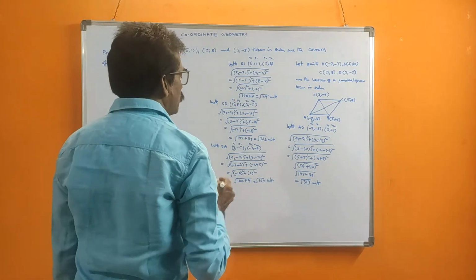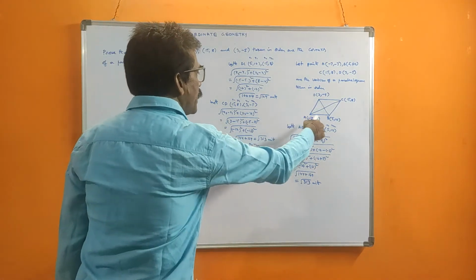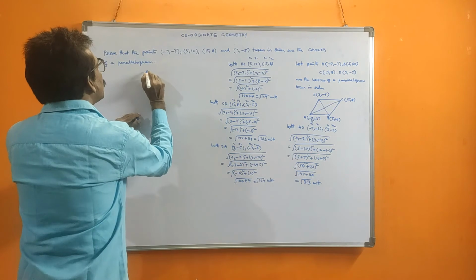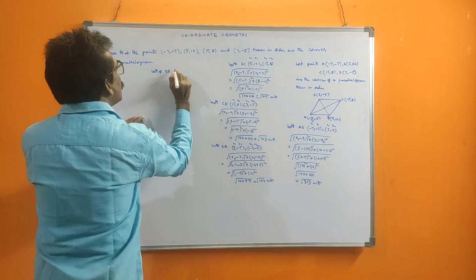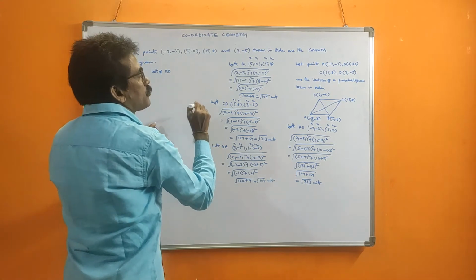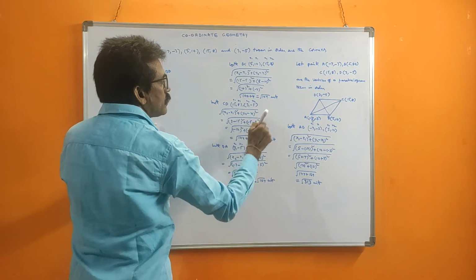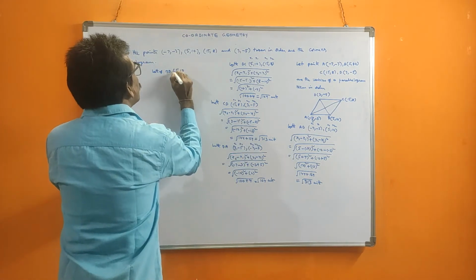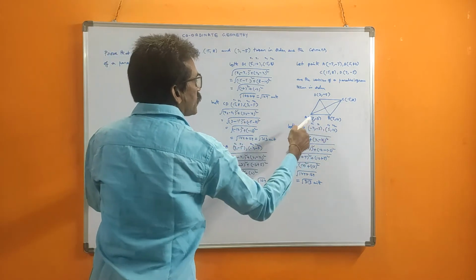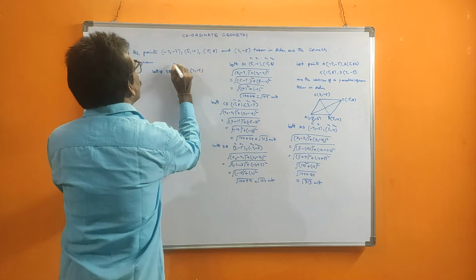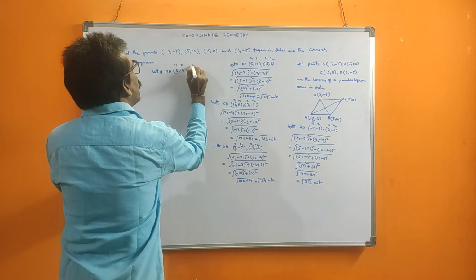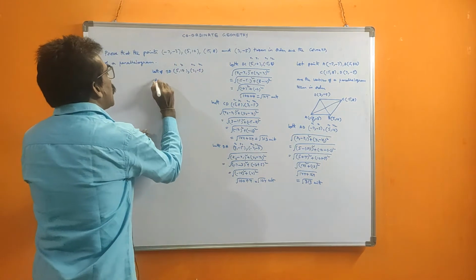Now diagonals. Diagonals are BD and AC. Now BD. Length of BD. Right, points: B point is (5, 10), D point is (3, minus 5). x1, y1, x2, y2. Length.